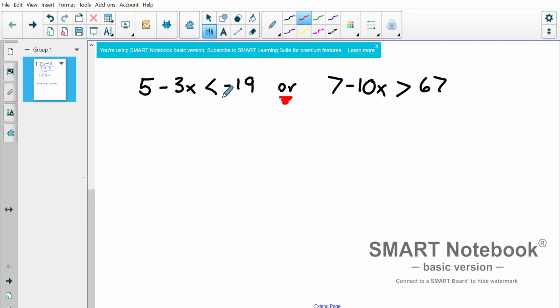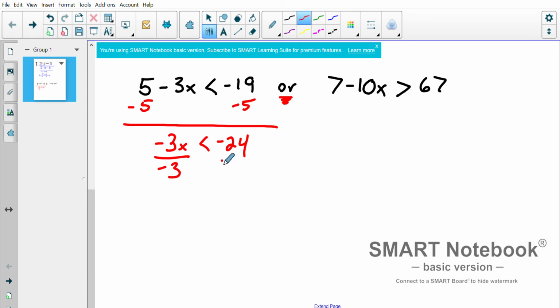Alright, so we're going to solve each inequality individually. We'll subtract 5 from both sides. That's going to give me negative 3x is less than negative 24. Divide both sides by negative 3. If we divide by a negative, flip your inequality, so x is greater than 8 is our first inequality.